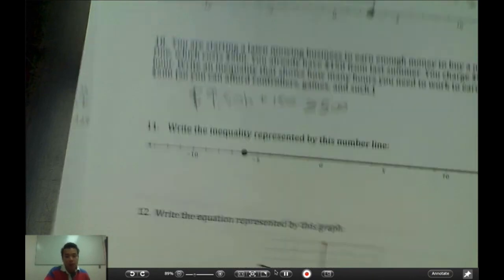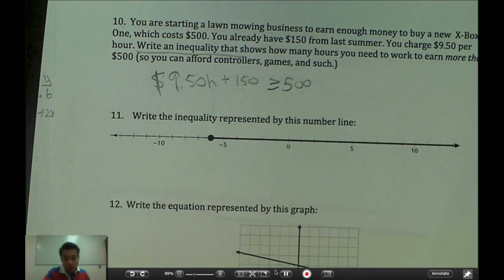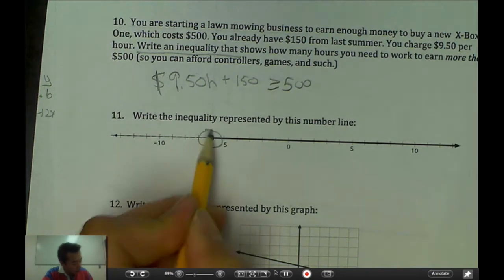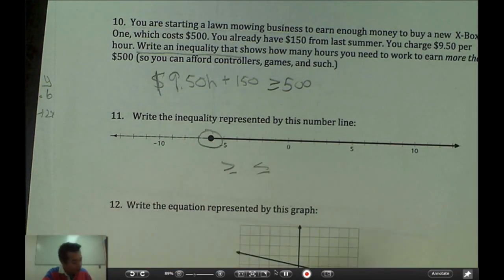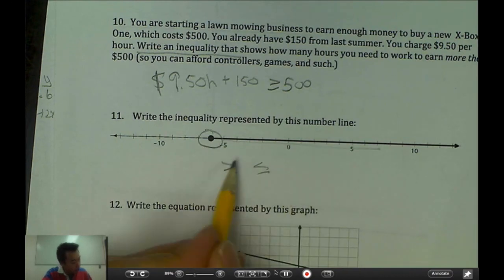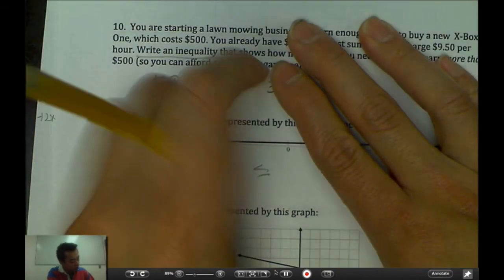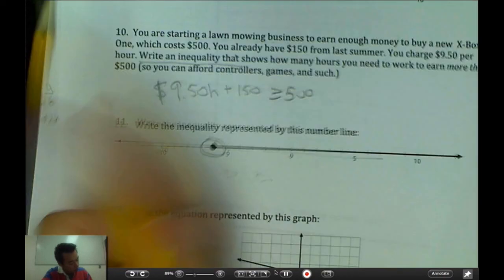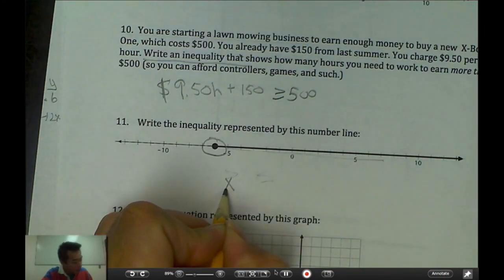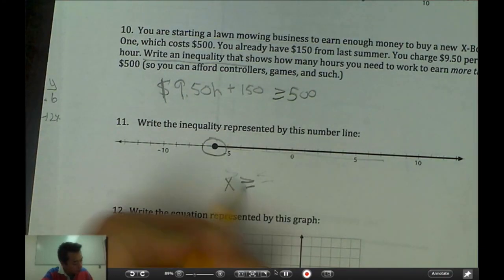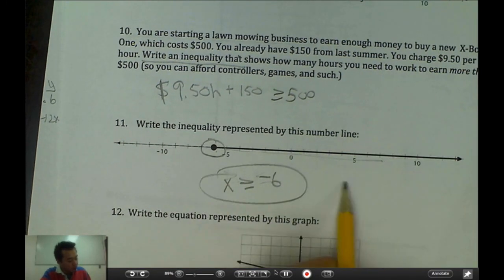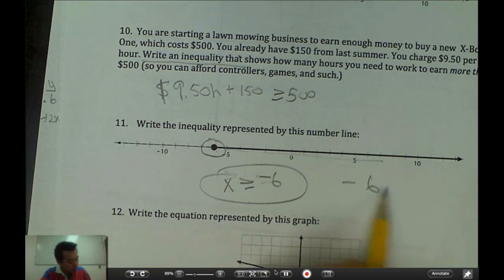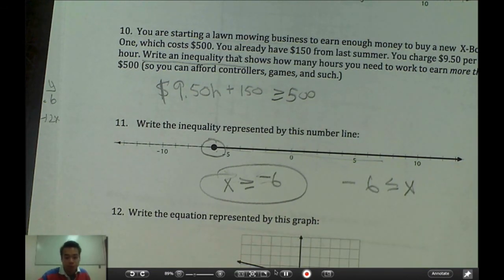Okay. This one, write an inequality representing this number line. That's going to be either one of these. But since it's going that way, most of you want the variable on the left side, all numbers greater than -6, so it's got to look like that. Some of you we can also definitely do something like this. That would work too. Okay.